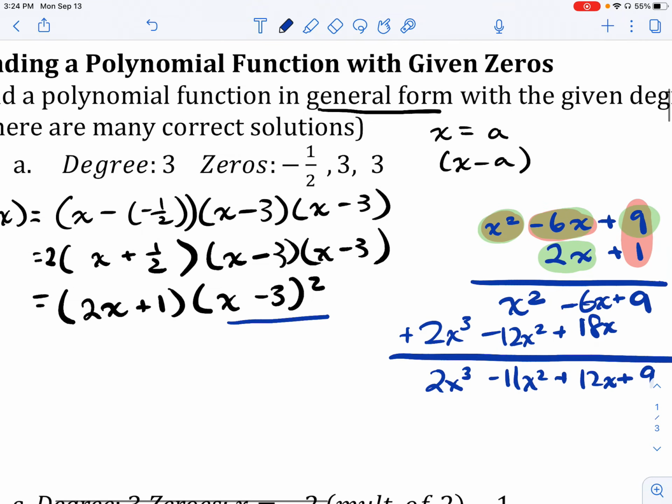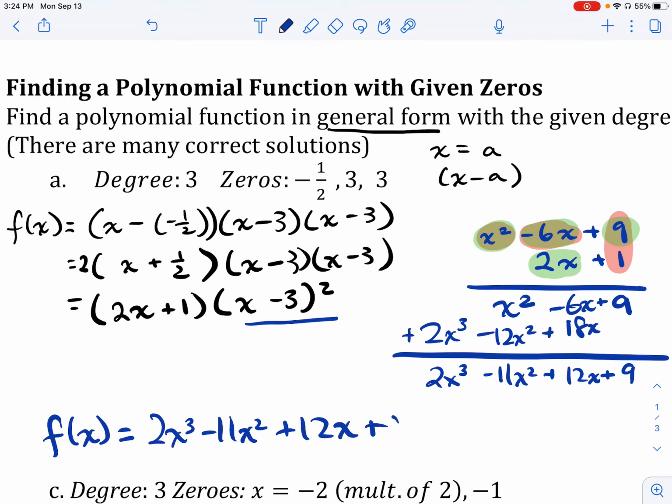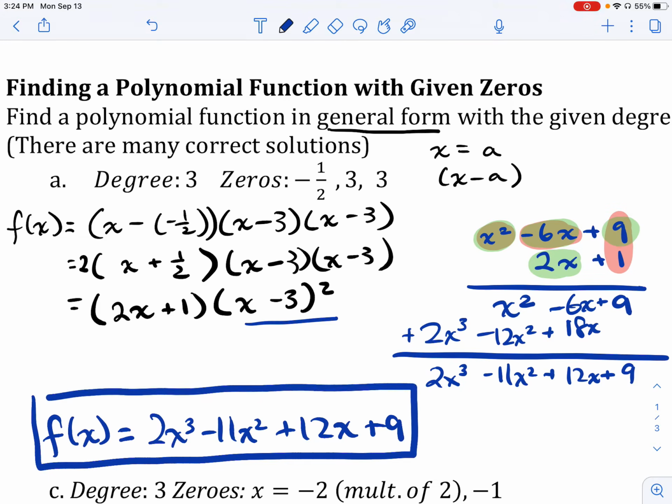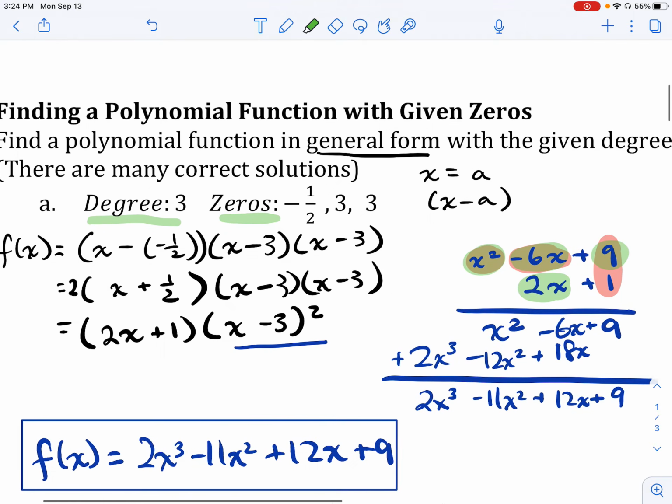So I can then put all of that together by saying my function, f of x, is equal to 2x cubed minus 11x squared plus 12x plus 9. Okay, I'm a bit of a visual learner, so that just helps me see everything vertically lined up nice and easily. All right, so there's our function that has the following zeros with a degree of 3. 3 zeros, degree of 3, that all seems to line up pretty well.